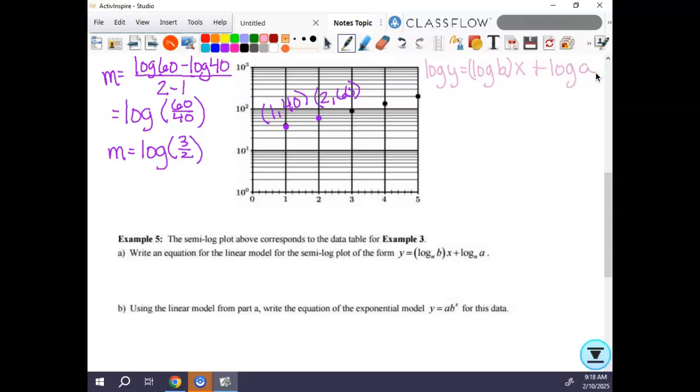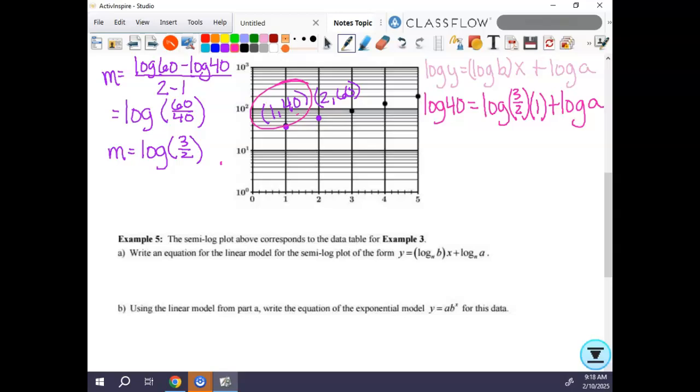We're going to substitute in what we know. I've got to use one of these 2 points. It does not matter which one. I'm going to pick this one because 1 is smaller than 2 and 40 is smaller than 60, but really it doesn't matter. I can pick either one. So I'm going to take the log of this y value, which is 40, equals, I already found the slope, that's the log of 3/2, times the x value, which is 1, plus the log of a.